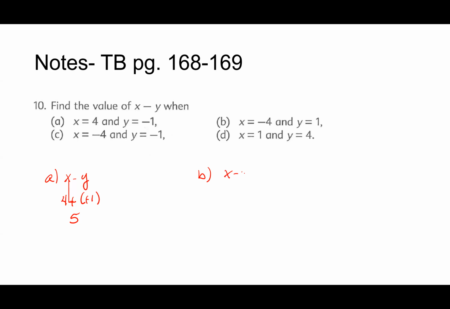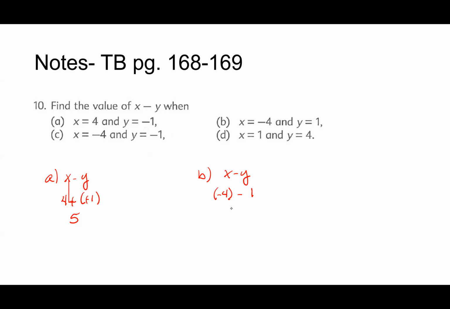All right, letter B. We're starting again with our expression, x minus y, x equals negative 4. Now this time we have negative 4 minus 1. Oops, I don't actually need parentheses there. That's a positive. All right, is my subtrahend greater or less than my minuend, folks? What is it? Greater. So will I have a difference that is positive or negative?